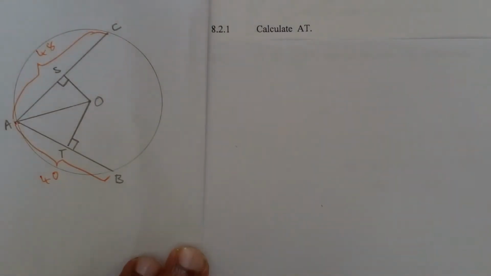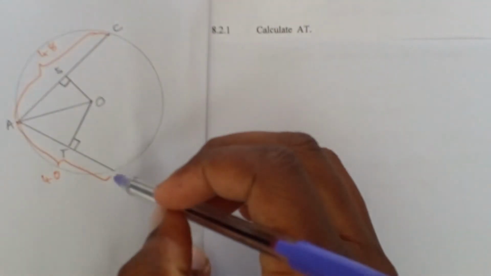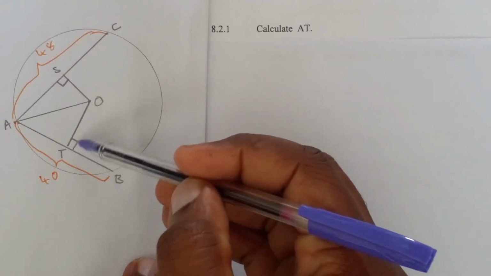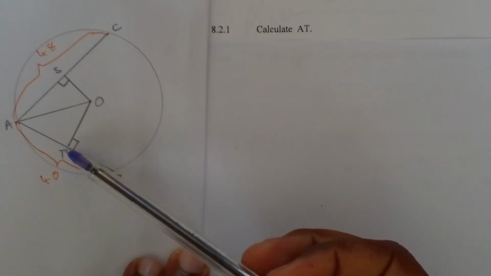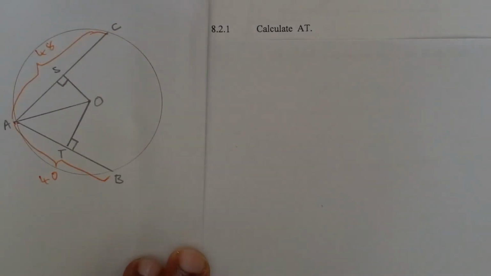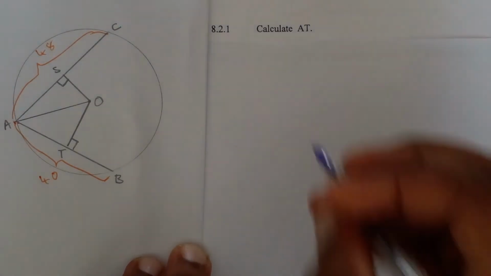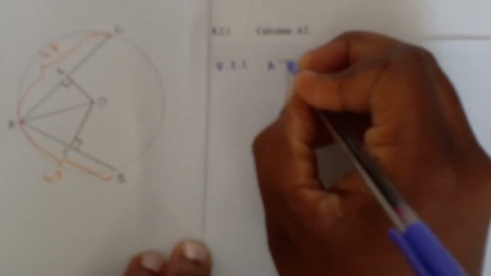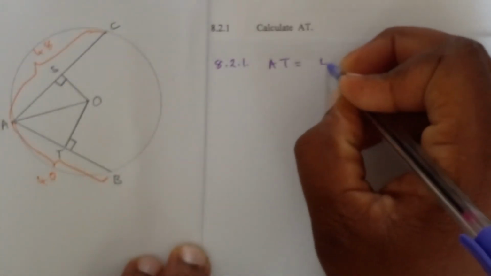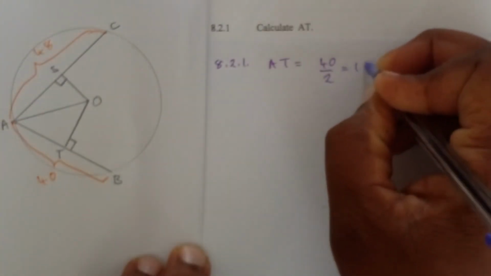Let's look at the first question. We are required to calculate the distance AT. This is perpendicular, and we know a certain theorem. We talked about the theorem before that a line that is perpendicular to a chord from the center bisects the chord. So we're going to give the answer to that. It's quite simple. AT therefore will be equal to 40 divided by 2, which is 10 units.